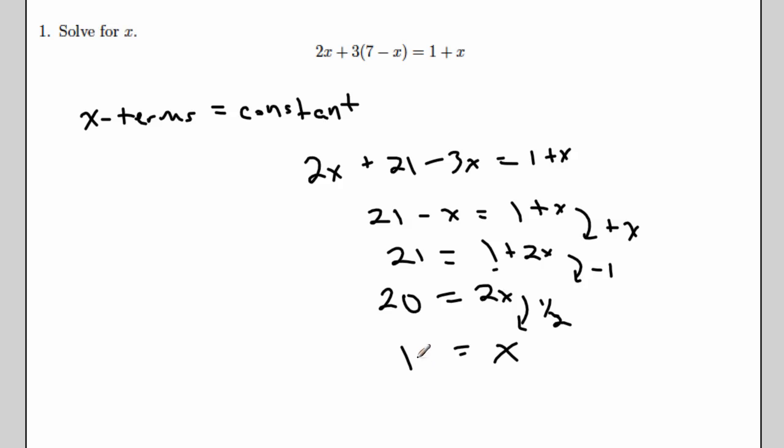So that's my solution, and some books would like you to write that as a solution set, so we would write the set with 10 in it would be the solution set for this equation.